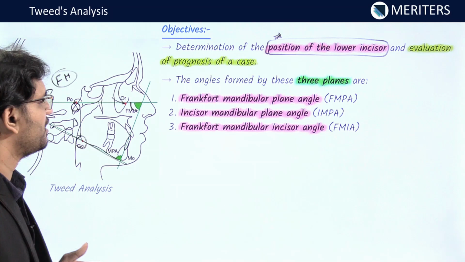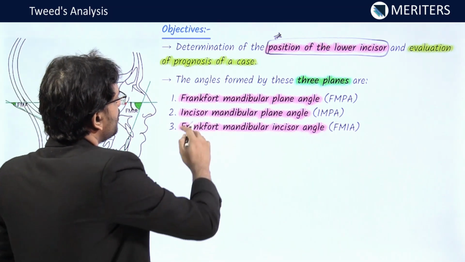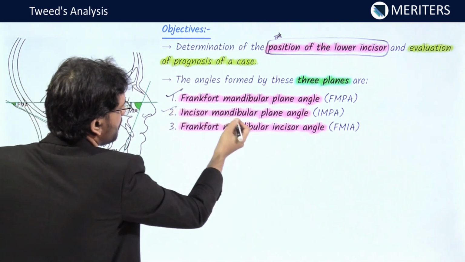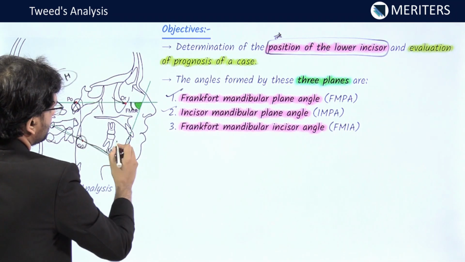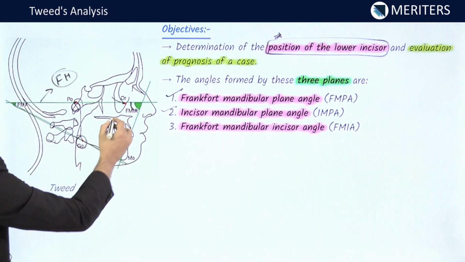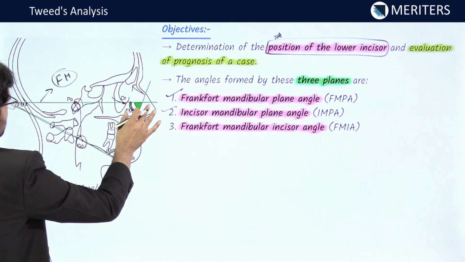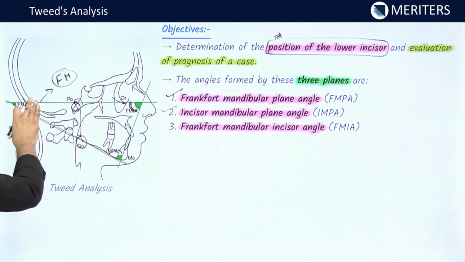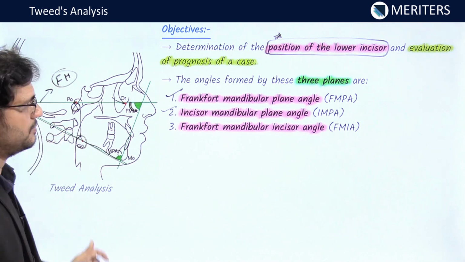So we have certain values for these also. We'll be discussing those. First, the Frankfurt mandibular plane angle, we got it. The incisor mandibular plane angle, this one is the incisor mandibular plane angle, and then the Frankfurt mandibular incisor angle. So this one is the Frankfurt mandibular incisor angle. So which one is the Frankfurt mandibular plane angle? This one is the Frankfurt mandibular plane angle. I hope this is clear.